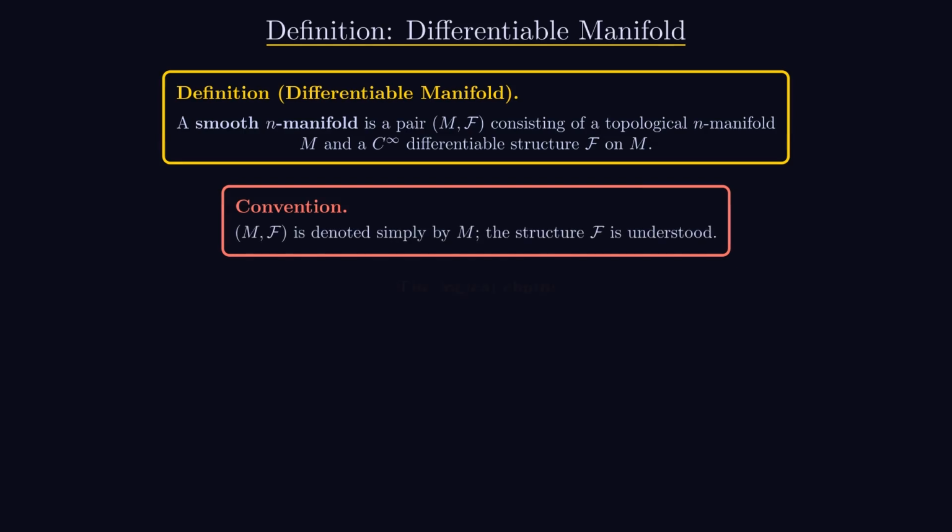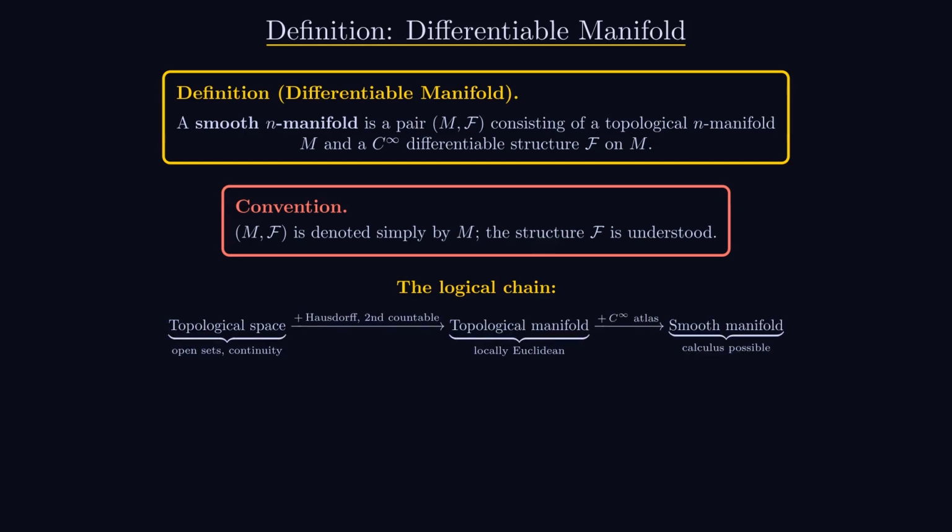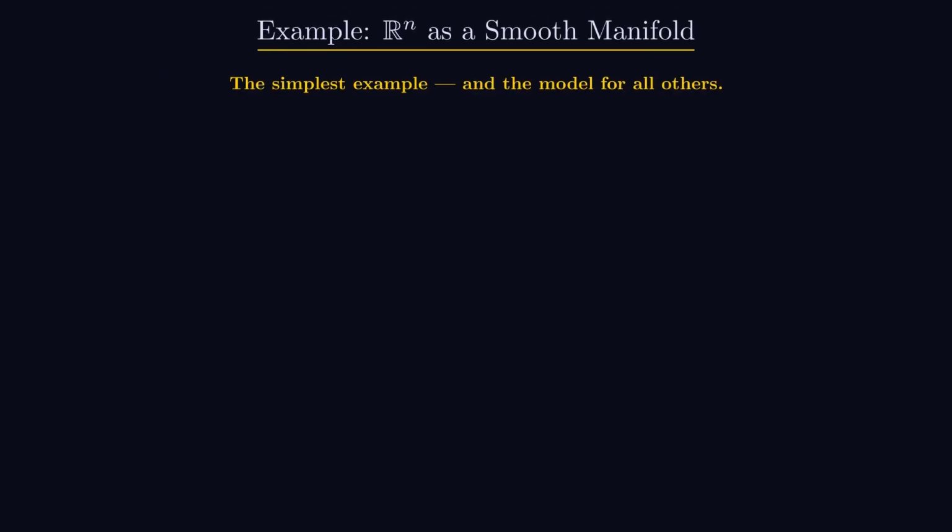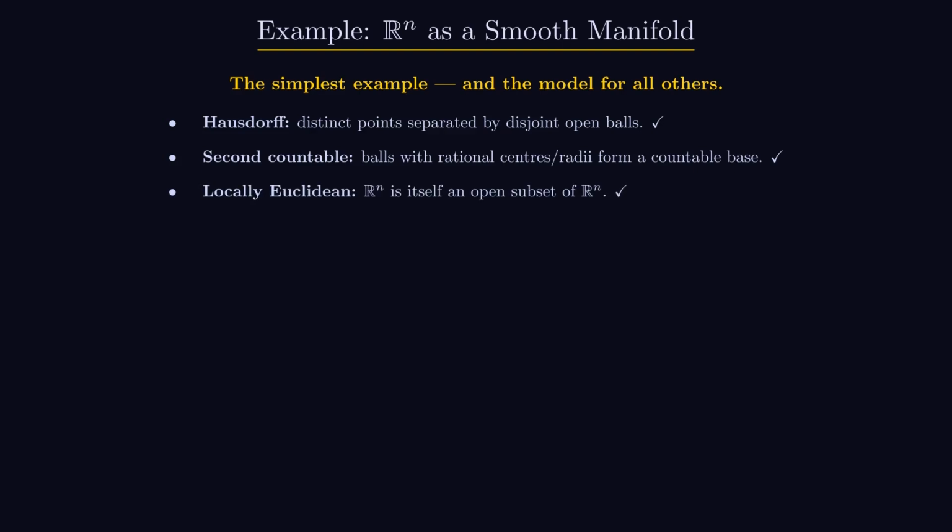Here is the full logical chain of structure. We start with a topological space, giving us open sets and continuity. Add Hausdorff and second countability to obtain a topological manifold, which is locally Euclidean. Then add a C-infinity atlas, and we arrive at a smooth manifold, where calculus is possible. The simplest example of a smooth manifold, and the model for all others, is Rn itself. Hausdorff. Distinct points are separated by disjoint open balls. Second countable, balls with rational centers and rational radii form a countable base.